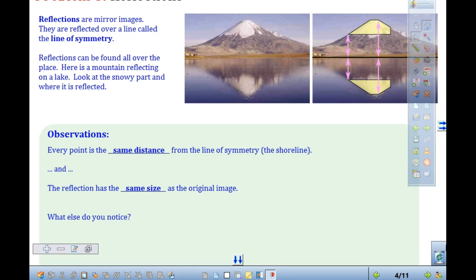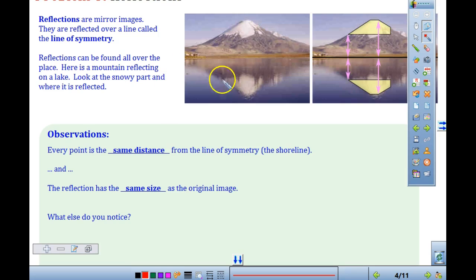So if we're looking at other things that we notice, if you were going to say other things that you've noticed, please right now take a minute and check. Everything is reflected, right? All the hillside, all the stuff. Some you can see better than others, so everything is reflected.